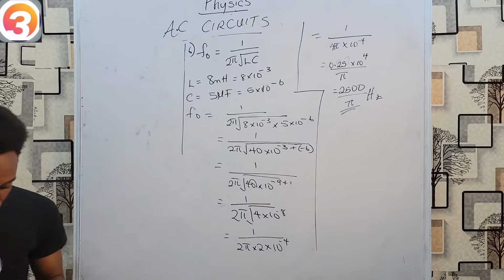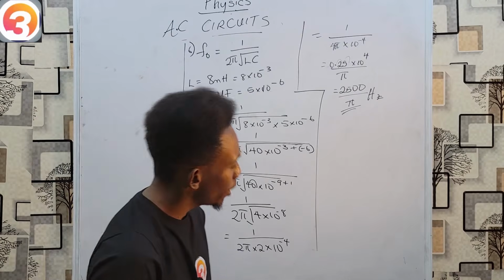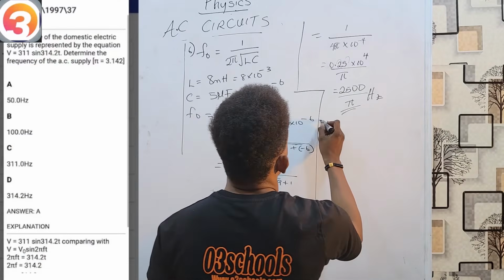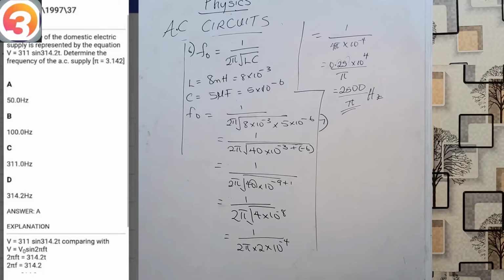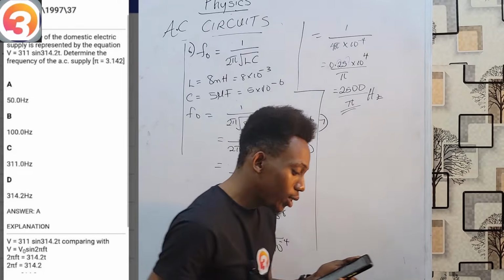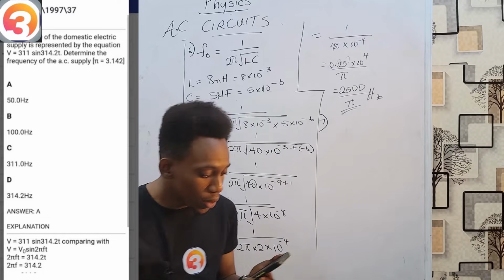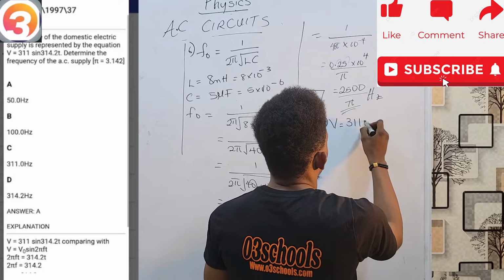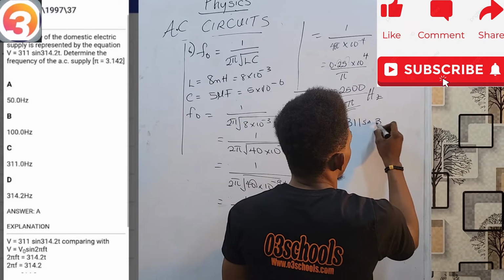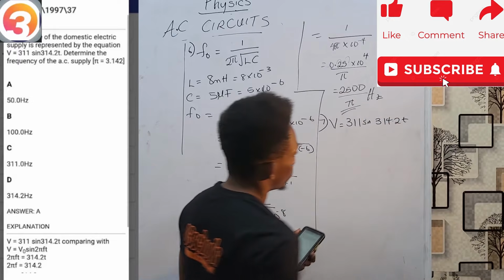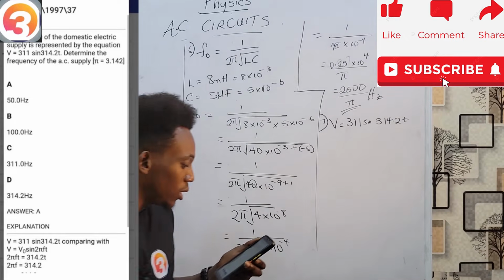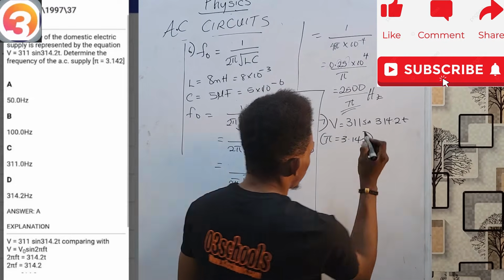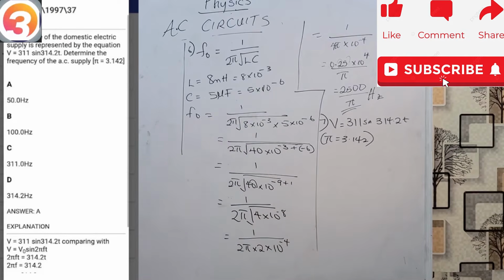Let's move on to the year 1997 and take a look at question 37. 1997 question 37. That will mark our 7th question. In this case, we are told the voltage of the domestic electric supply is represented by the equation V equals 311 sine 314.2 T. And we're told that pi equals 3.142. We are to find the frequency of the supply.